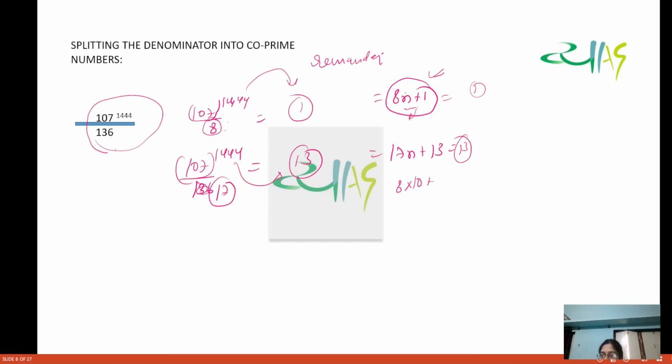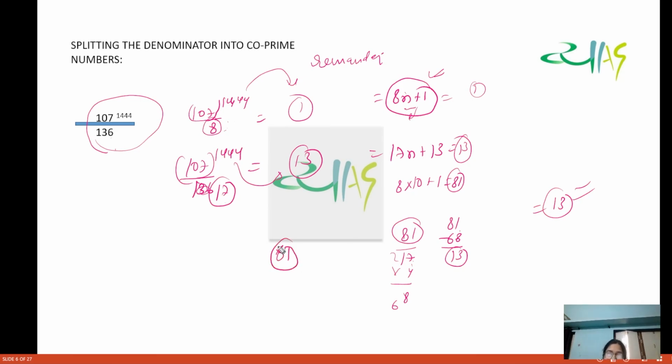If you take 8 into 10 plus 1, this will become 81, and divide this 81 by 17. What are you going to get? 17 four times is, 7 fours are 28, you have 68. Five times, I think 85 it will become. So this is 68. What is 81 minus 68? This is 13. So you are getting 13 as remainder. So 81 satisfied this condition. Now I did this thing intuitively. You can go and check, or you can just remember the table and do this intuitively.